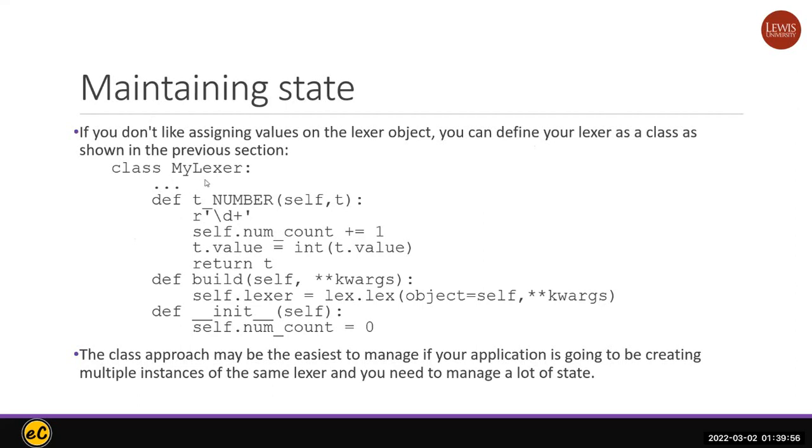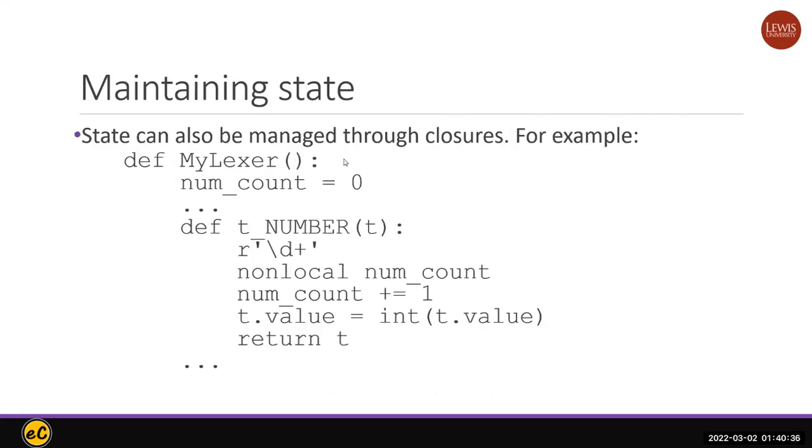So, you have my Lexer, this is the previous design. If you don't assign a value to the Lexer object, you can define your Lexer as a class as shown in the previous one. So you can still use that, and you can use object equals cell to build, and that will create an object. But the class approach may be easier to manage in your application if you are going to create multiple instances of the same Lexer and you need to manage a lot of state. State can be managed through closures, so it's a functional closure, but if you have more state to handle, the closure is difficult to do.